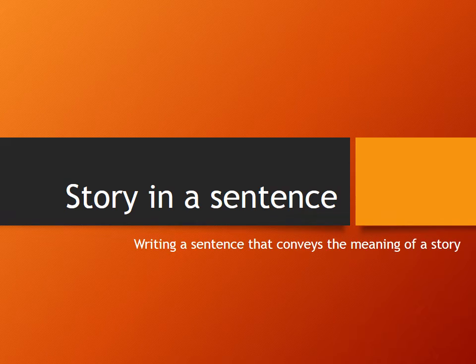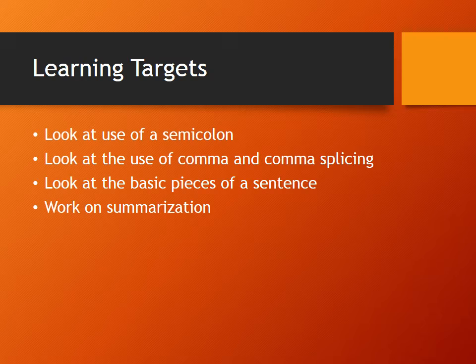Today we're going to be going over how to do a story in a sentence, and that involves writing a sentence that conveys the meaning of a story. So these are our learning targets. Look at the use of a semicolon, look at the use of comma and comma splicing, look at the basic pieces of a sentence, and work on summarization.